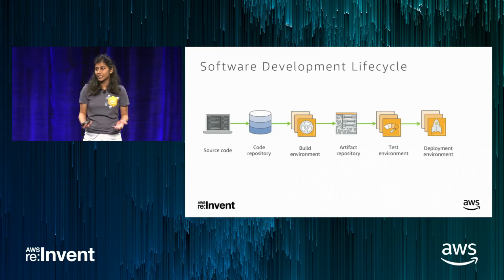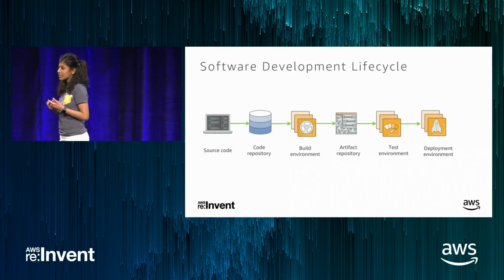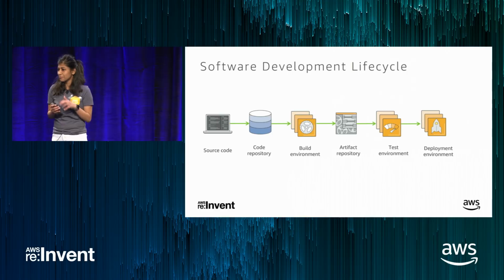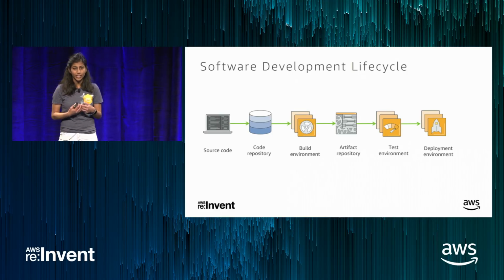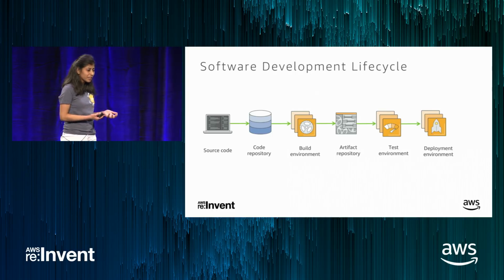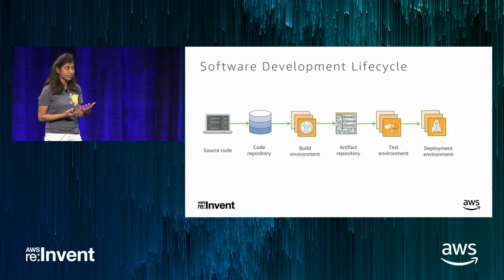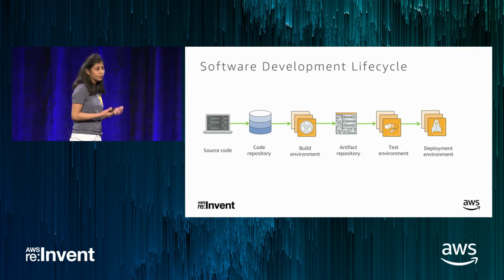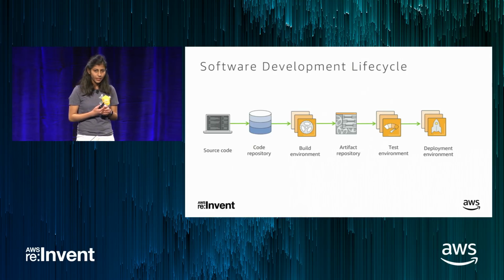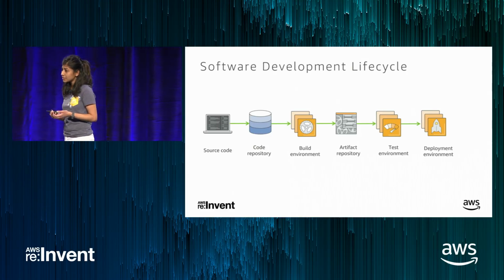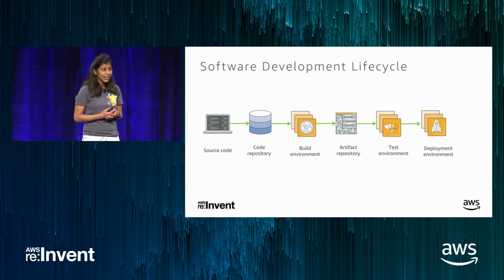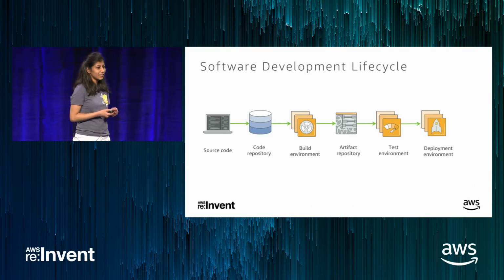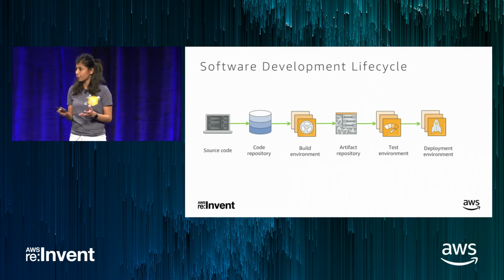So typically, in a software development lifecycle, we start with a developer writing some code on their local desktop. And then they push their code into a version control repository. And then from then on, a build is triggered, and artifacts are constructed. And these artifacts are then pushed into a repository. And then they're staged into a testing environment where some tests are run against the new artifact that's been built.